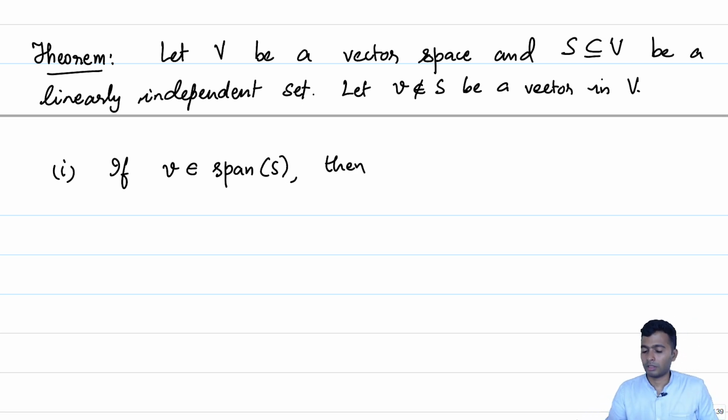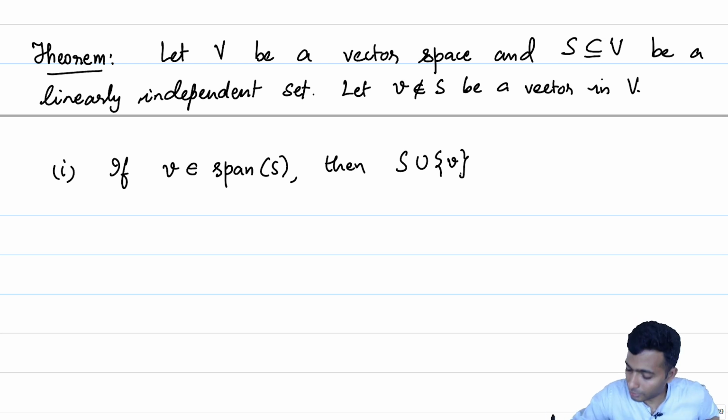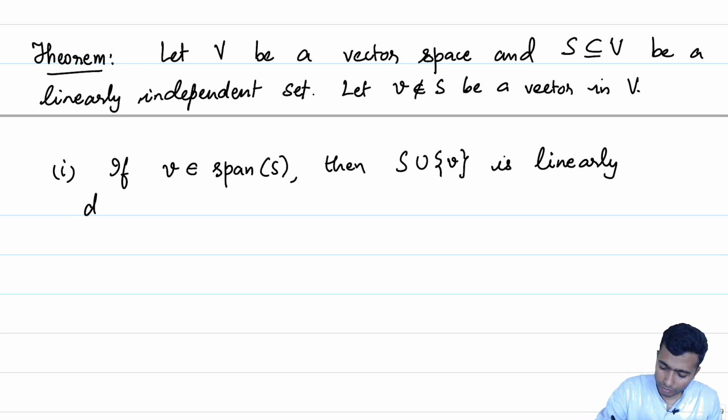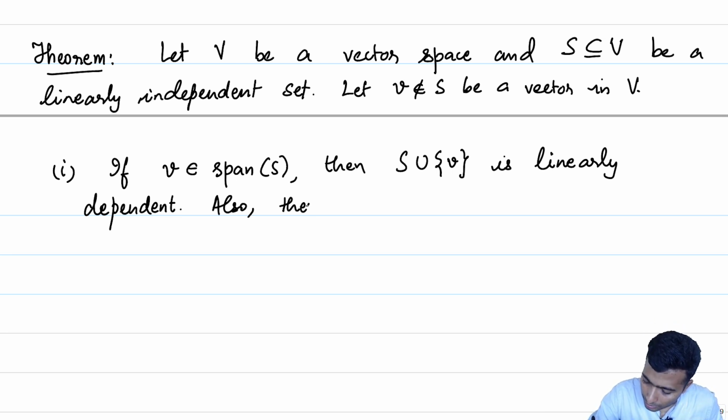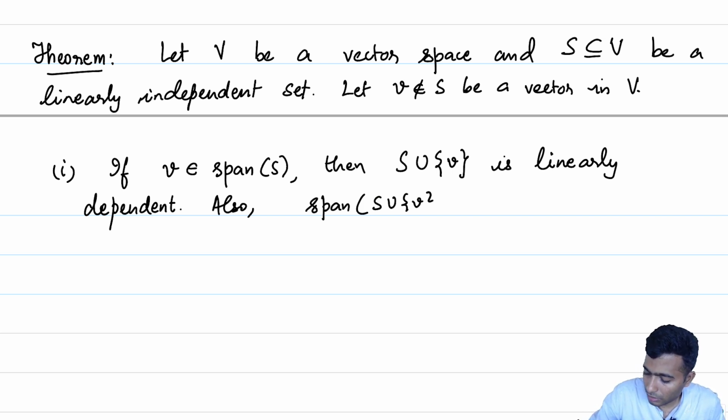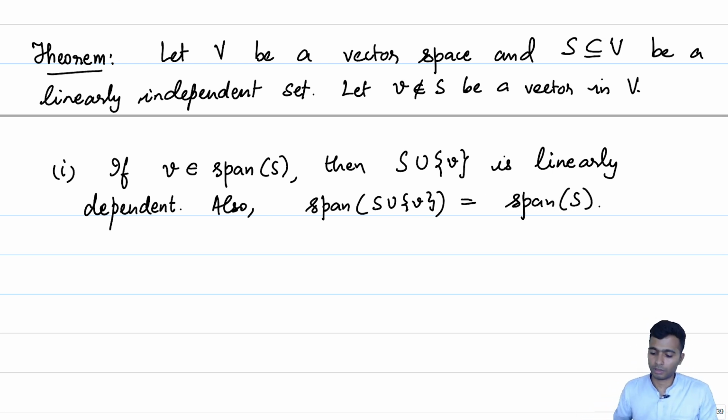Then S union V is linearly dependent. The appending of V to S destroys the linear independence, and S union V is linearly dependent. Not just that, appending this vector is of no use in terms of considering the span. Also, the span of S union V is equal to the span of S. That is what happens when V is in the span of S.